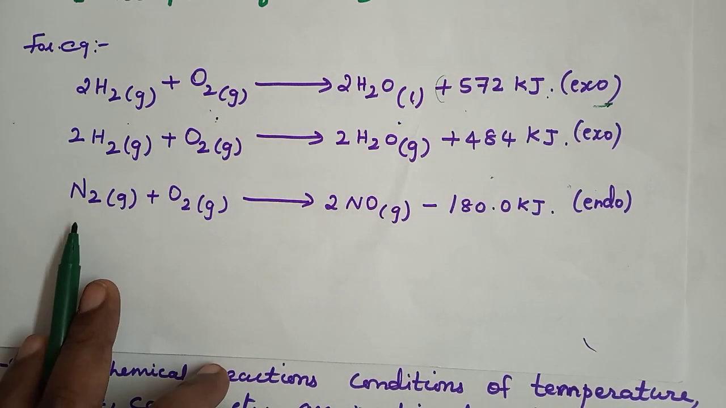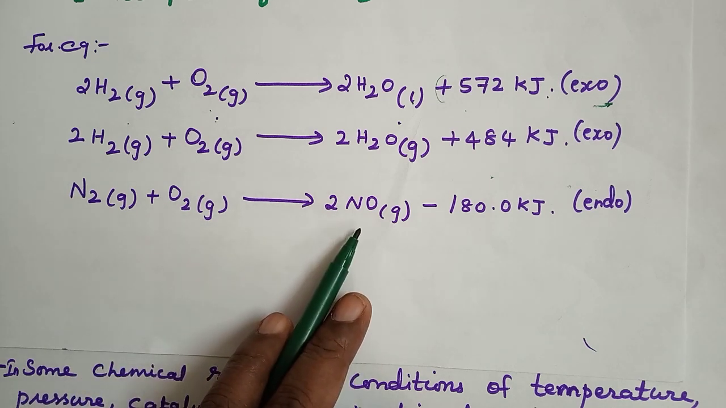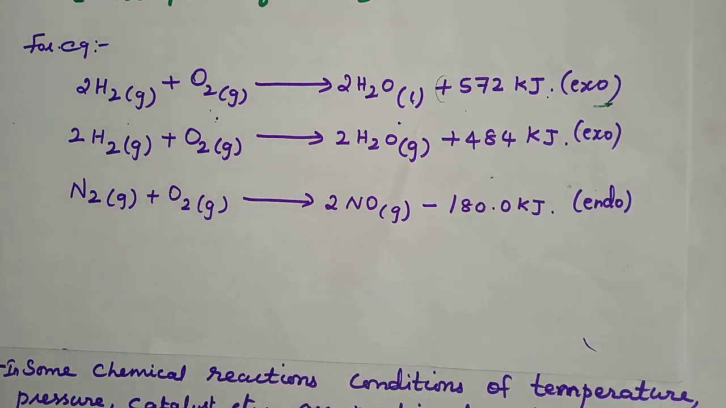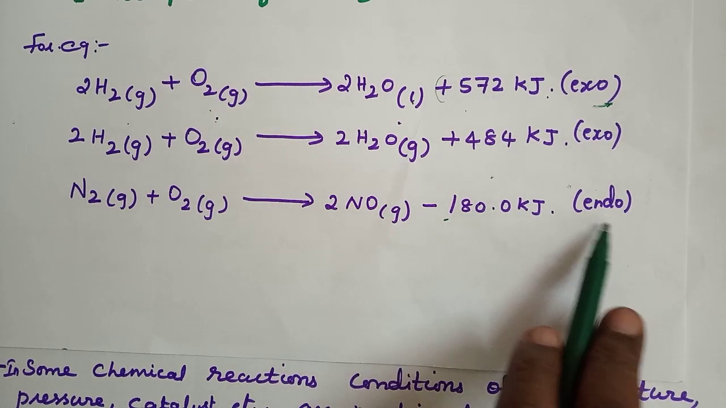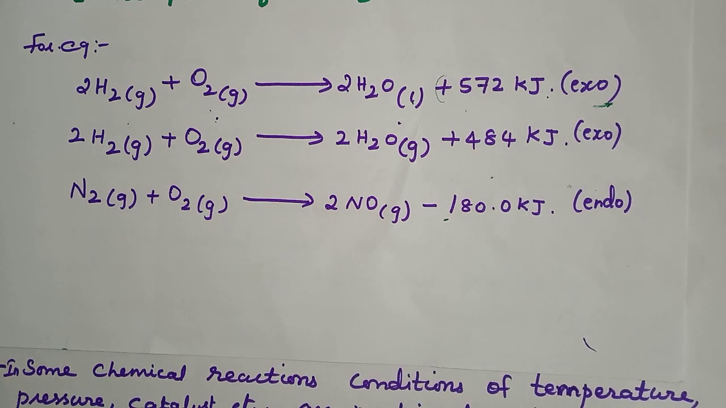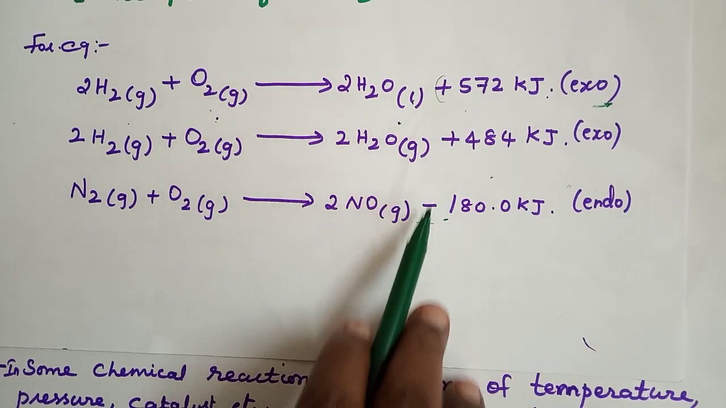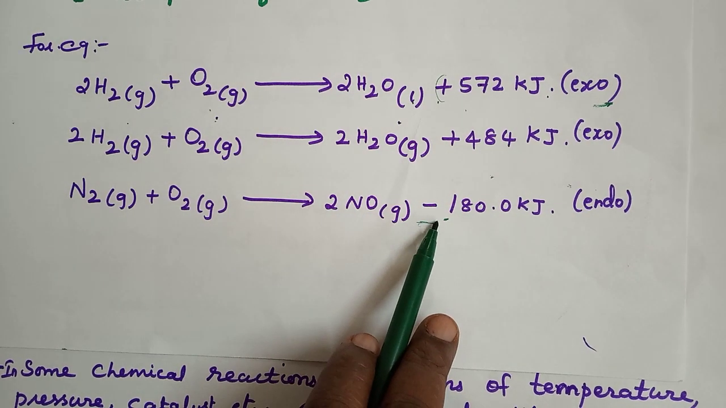So here you see nitrogen plus oxygen gives nitrogen oxide, minus 180 kJ heat absorbed. It means the heat is absorbed. We need still more heat here; it is not releasing. So here heat is absorbed, so that is an endothermic reaction. So we put a minus here. Understood what the difference is? Why we are putting plus here, why we are putting minus here.